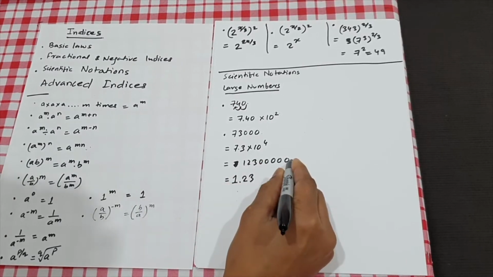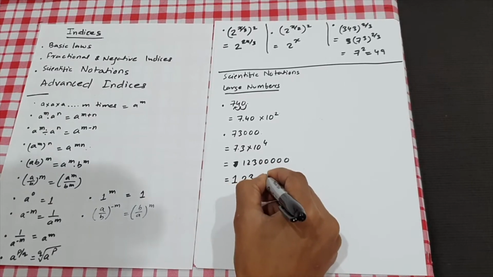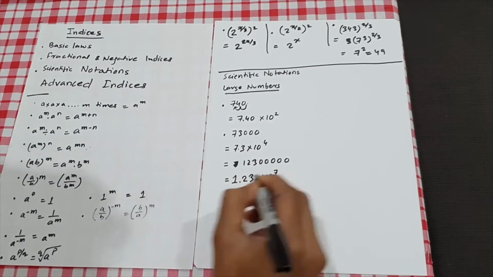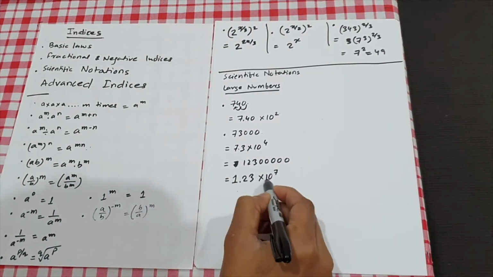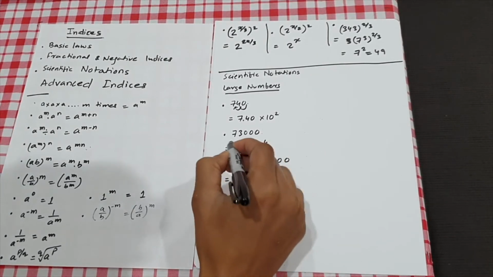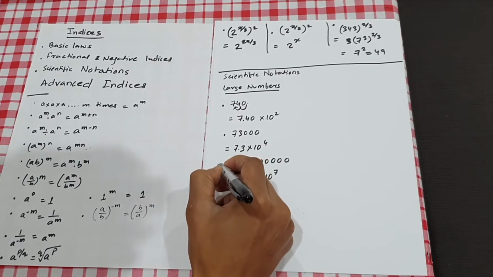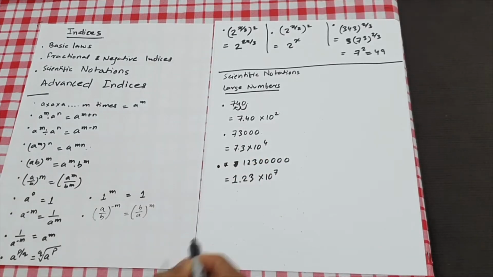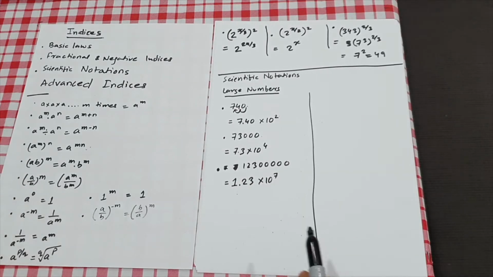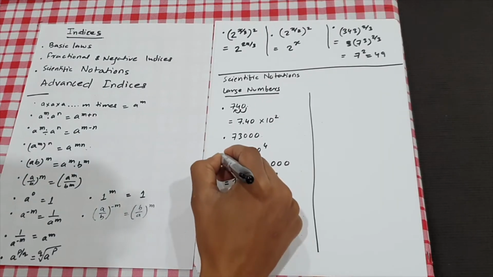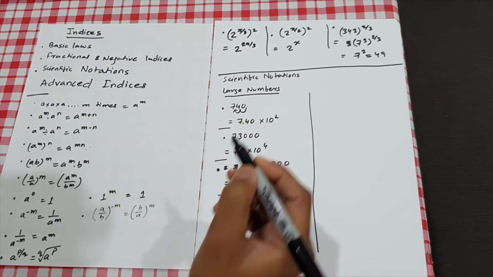1.23. The numbers remain the same, remember? But because I have moved the decimal 7 times, I will have to write it as 10 to the power 7. The numbers remain the same. Both of them have the same value. So this is just a different way of expressing it. The value doesn't change. It's a simpler way of expressing it.